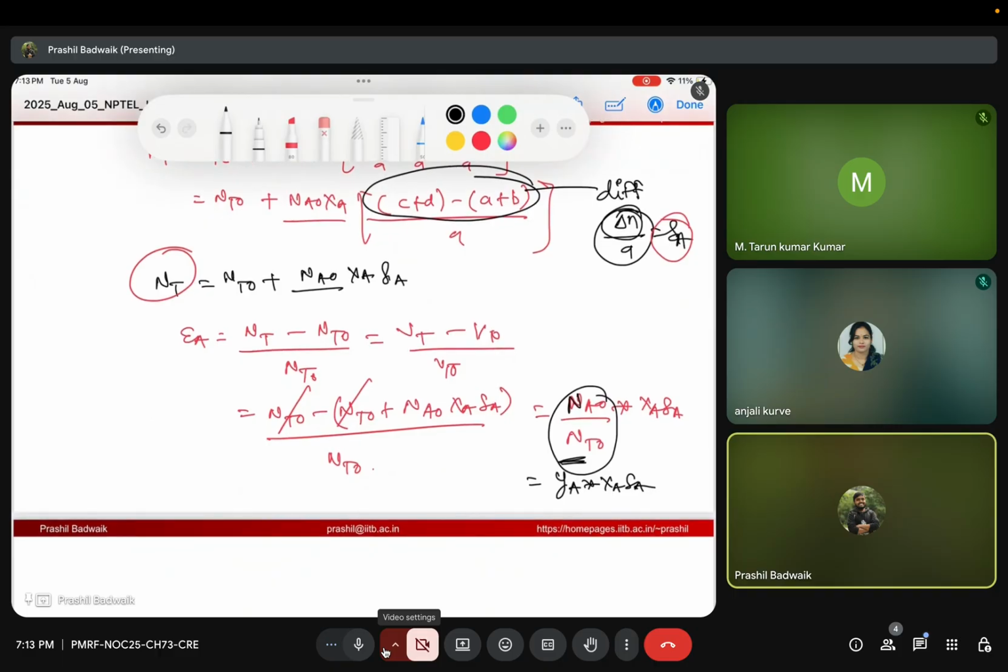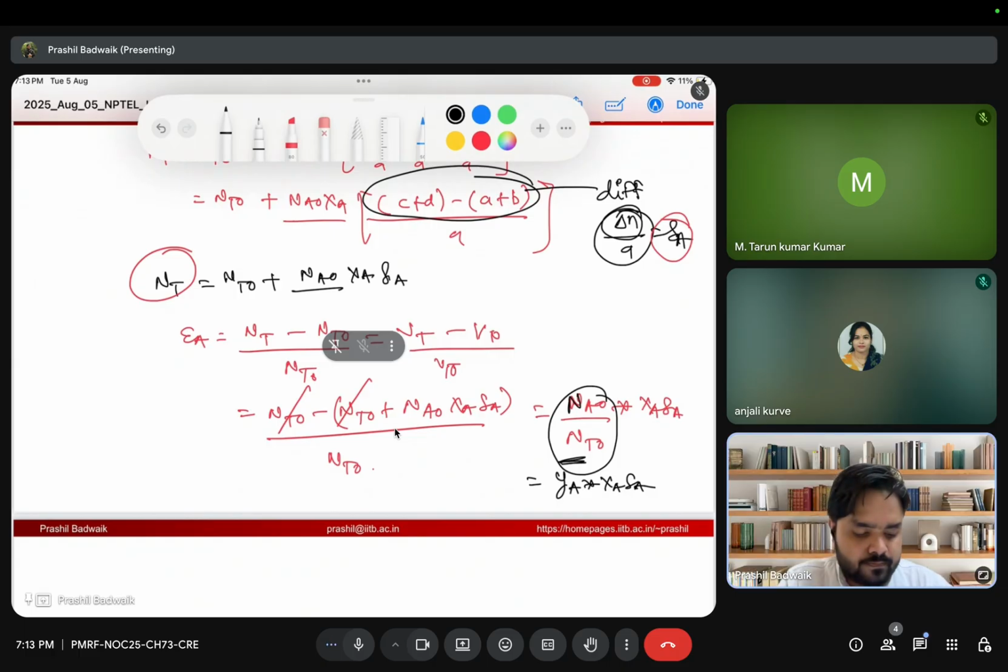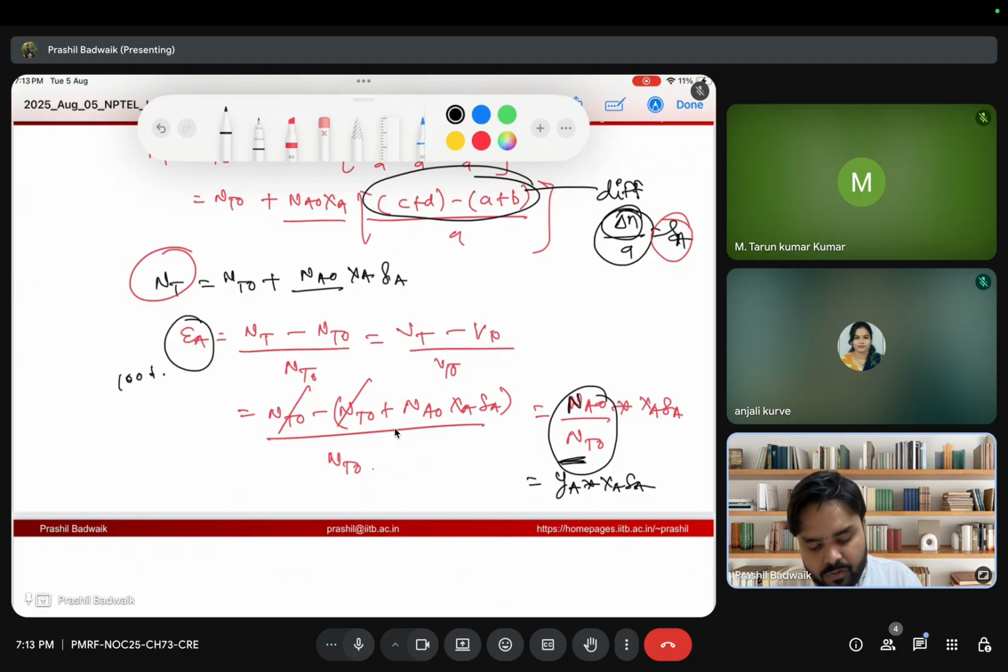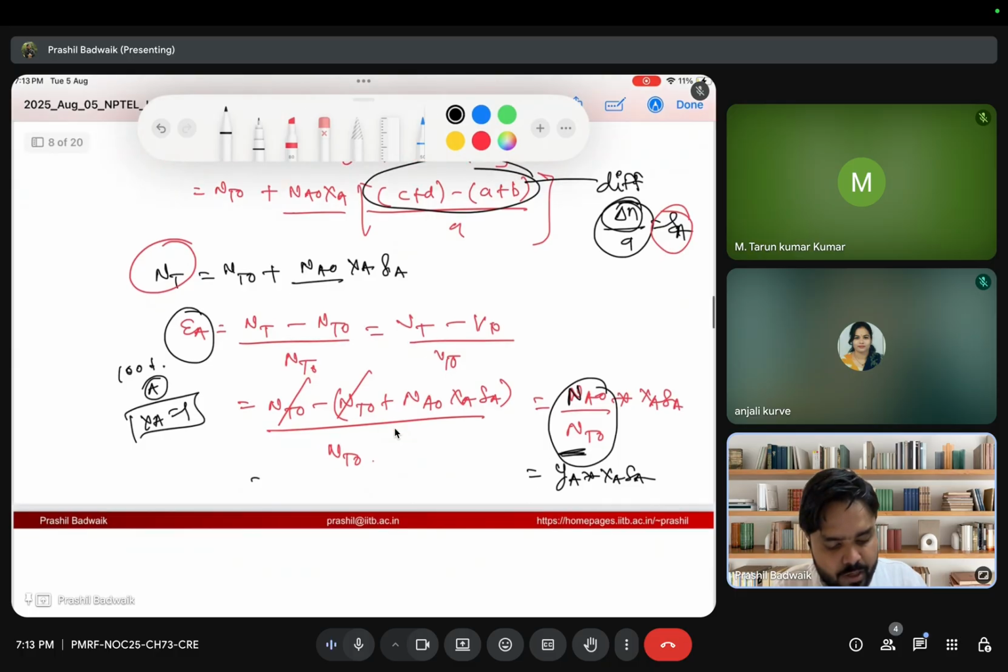Yes. So this is correct, right? And we are assuming that when we calculate epsilon A, we are considering 100% conversion of limiting reactant. So XA is equal to 1, and hence you are supposed to get YA into delta A and T, right? So this is epsilon A.